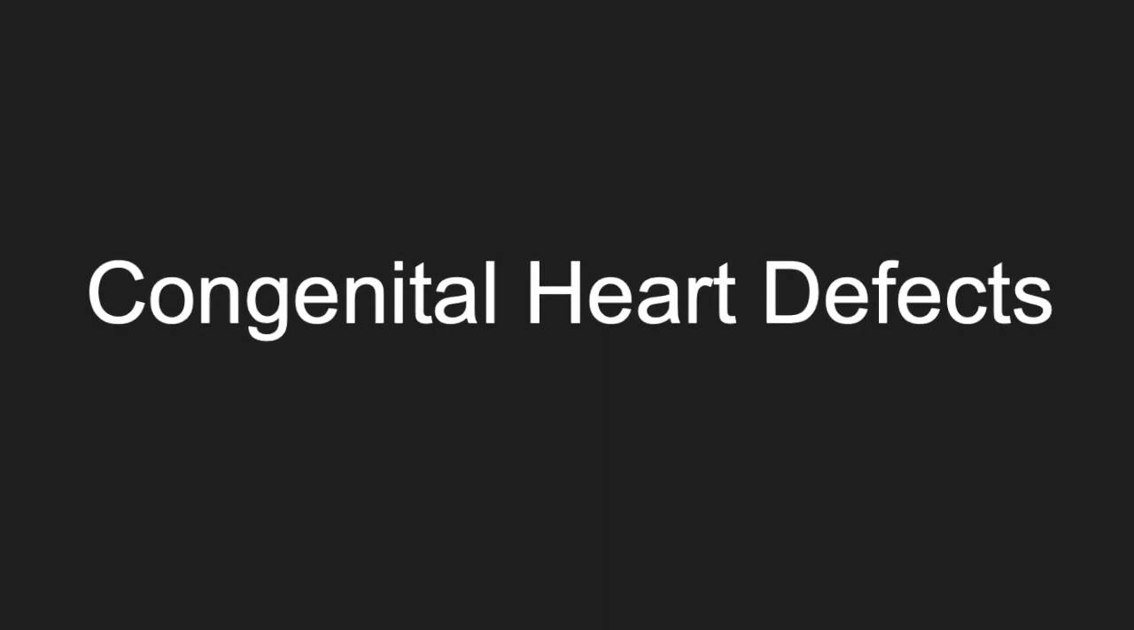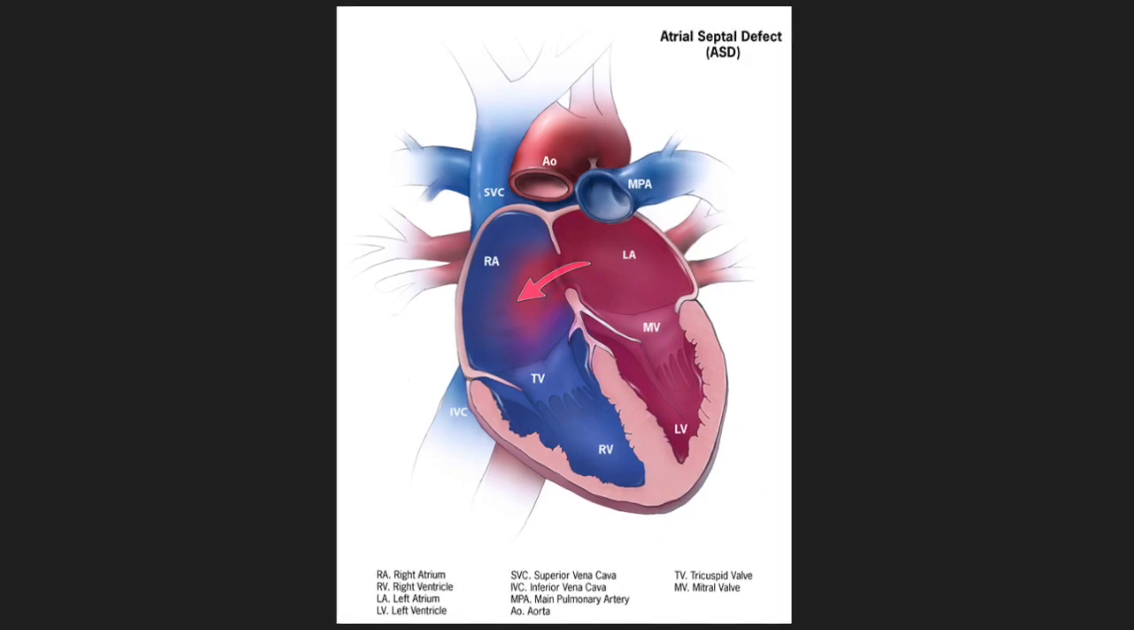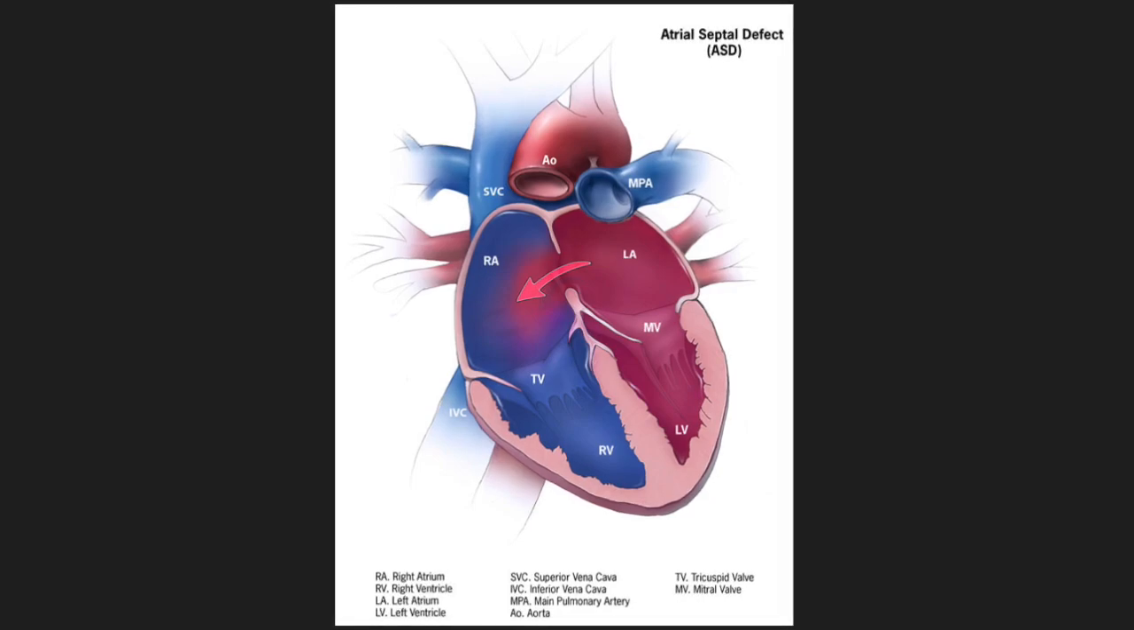All right, today we're going to talk about a few of the congenital heart defects that you could find in the NCLEX. All right, first up is an atrial septal defect, commonly abbreviated as an ASD. This is a common heart defect and one of the most straightforward, so you're likely to see it on the NCLEX. It's quite simple. There is a hole between the two atria in the heart.